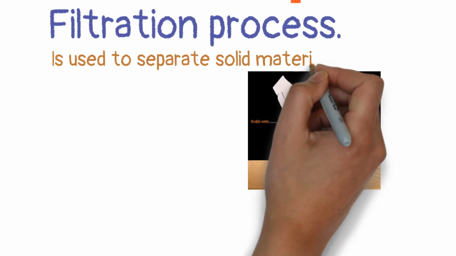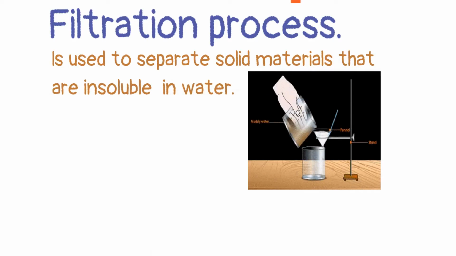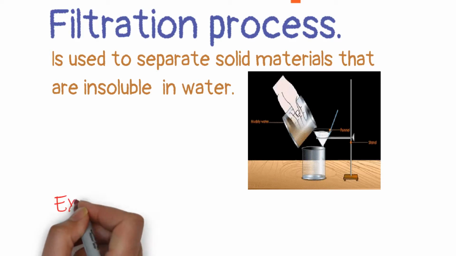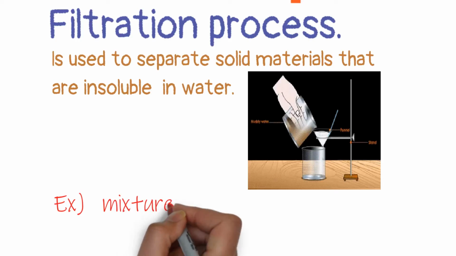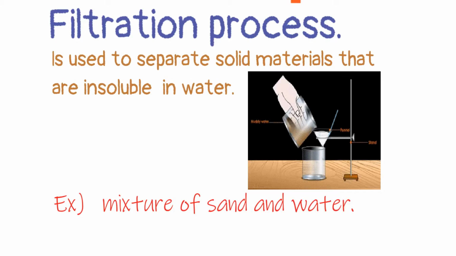The filtration process is used to separate solid materials that are insoluble in the water, which means they don't dissolve in the water. Like what? Like the sand and water, or the iron filling and water. Any substance that doesn't dissolve in water, we can use the filtration process. For example here, like the sand and water, as we said before, we use the filtration process and filtration paper.